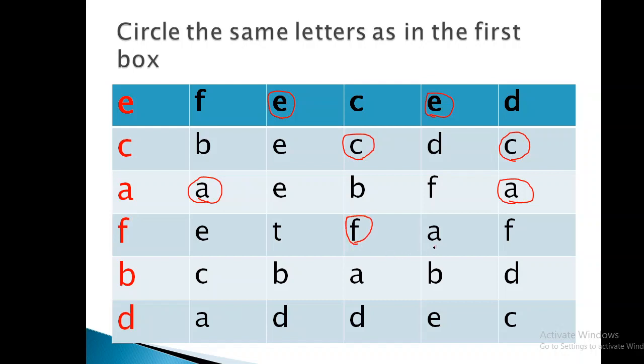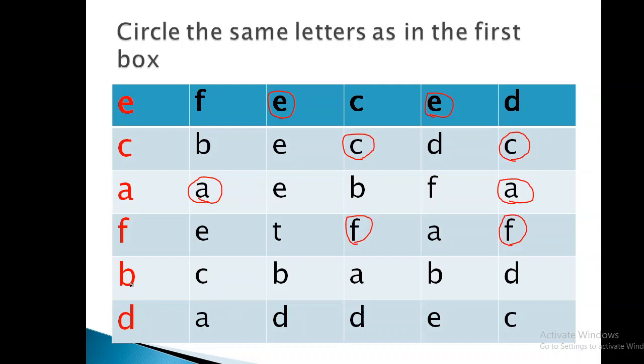Then we move on. Is this a letter F? No, this one is letter A, meaning we leave it. Then we move to the next one, the last one. Is this a letter F? Yes, this is a letter F. Can we circle our letter F? Okay. Then we move on.